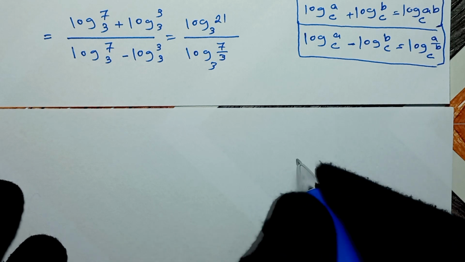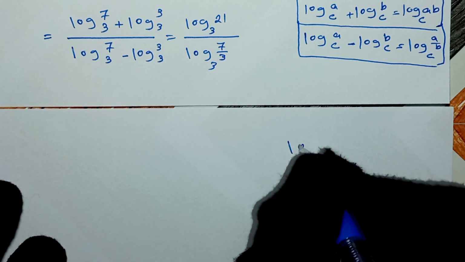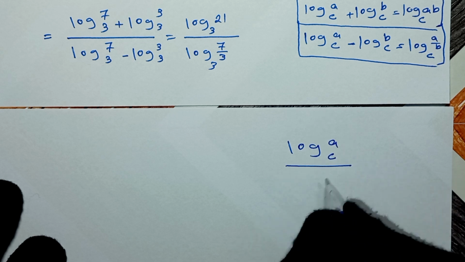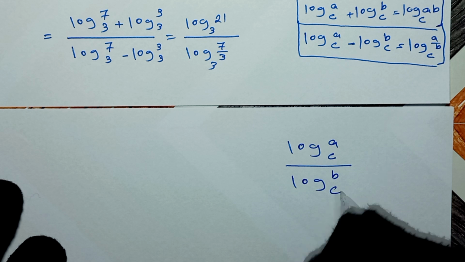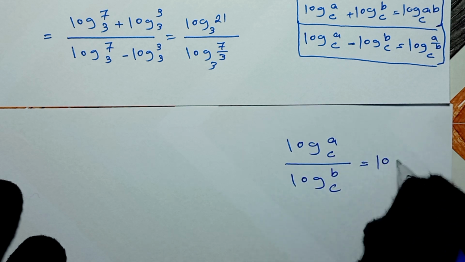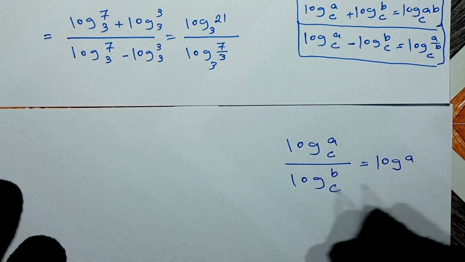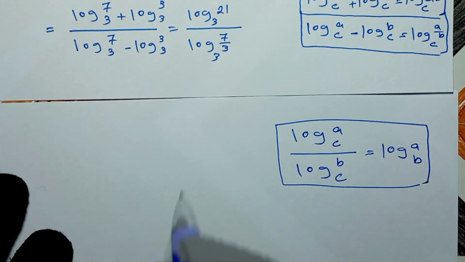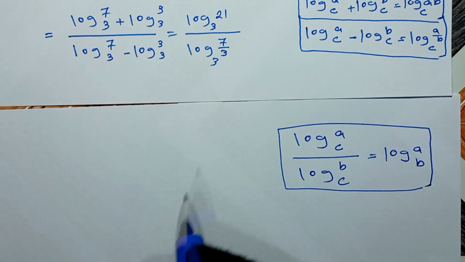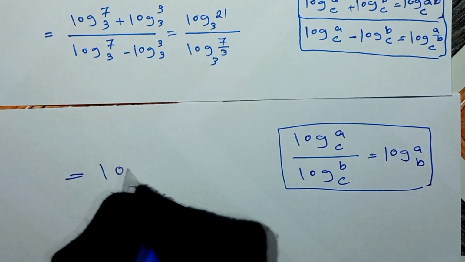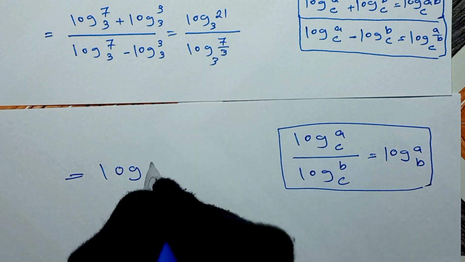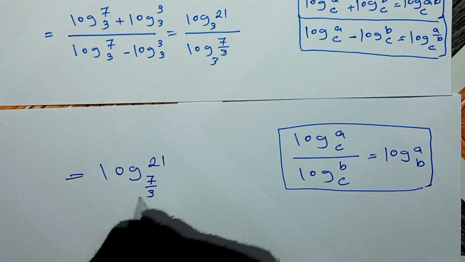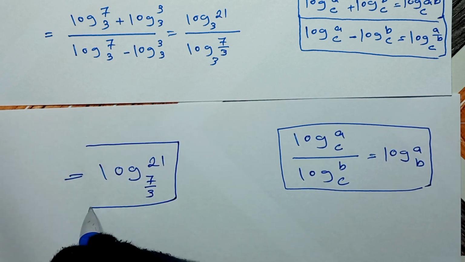And in next step, from log rules, if we have log of a to base c over log of b to base c, we can write this as log of a to base b. So, in here, we can write this as log of 21 to base 7 over 3. Base 7 over 3. And this is our final answer.